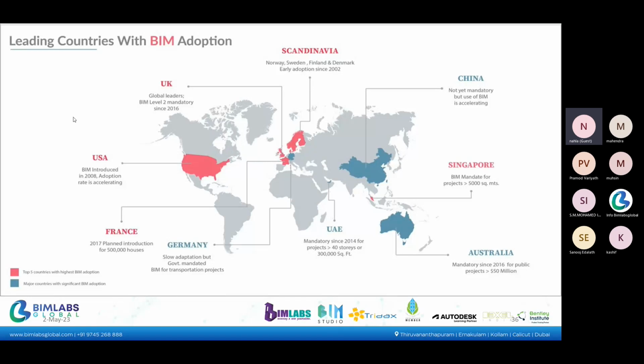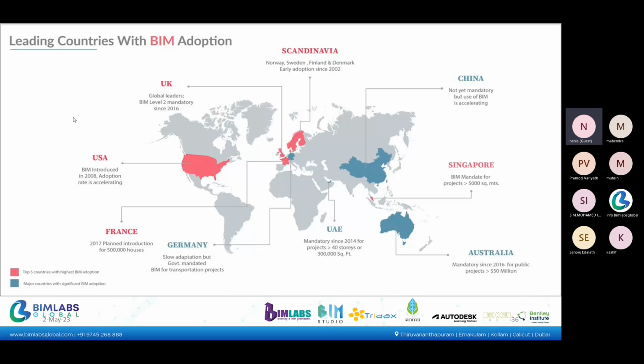Okay, the first country is Scandinavia. You can see that Norway, Sweden, Finland, and Denmark adopted BIM since 2002. See, now it's 2023. Only a few years back we knew about BIM, but they adopted it since 2002. And the UK was also a global leader, where BIM was mandatory since 2016. Then the USA since 2008. In 2008 it was introduced, and the adoption rate is accelerating.